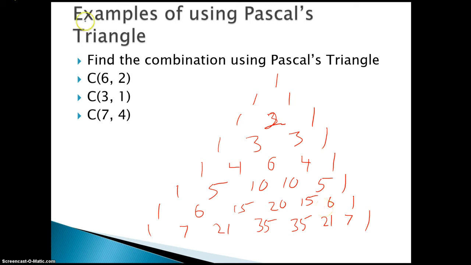So, 6 things 2 at a time, you go to the row with the 6's in it. And this is 6 things 0, 6 things 1, 6 things 2. So the answer for this one is 15. 3 things 1 at a time, you go down to the 3's. So 3 things 1 at a time, that's 3. 7 things 4 at a time, go down to the 7 row. So that's 0 at a time, 1 at a time, 2, 3, 4. So the answer is 35. Feel free to check that with your calculator.